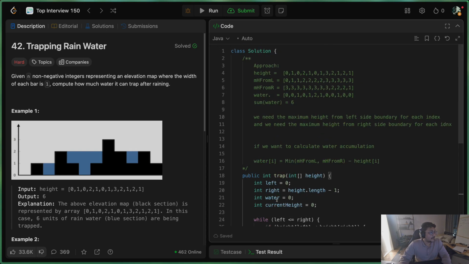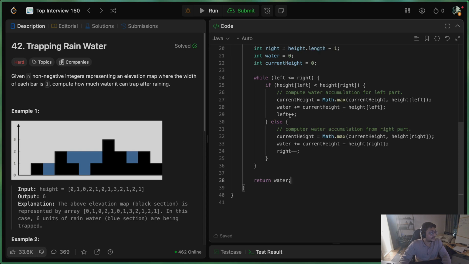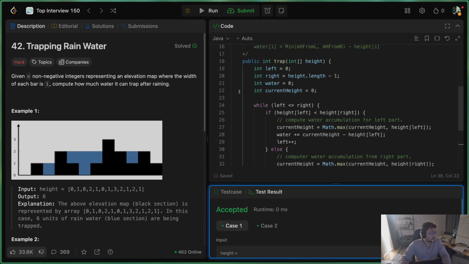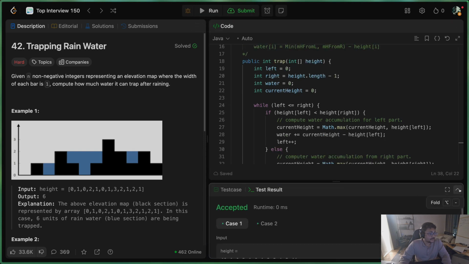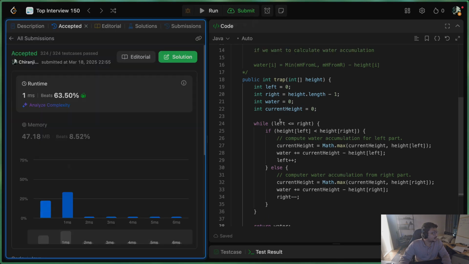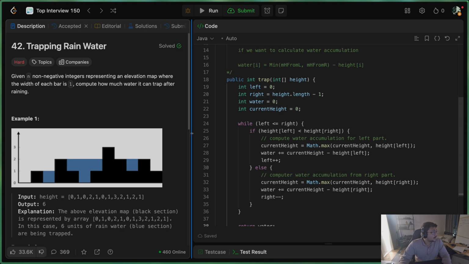Let's try to go ahead and submit this and see if we can pass the test cases. We are able to pass all the test cases, so let's go ahead and submit this and see if we can get an accepted solution. We are able to get an accepted solution. So this is how we'll be solving the problem trapping rainwater.